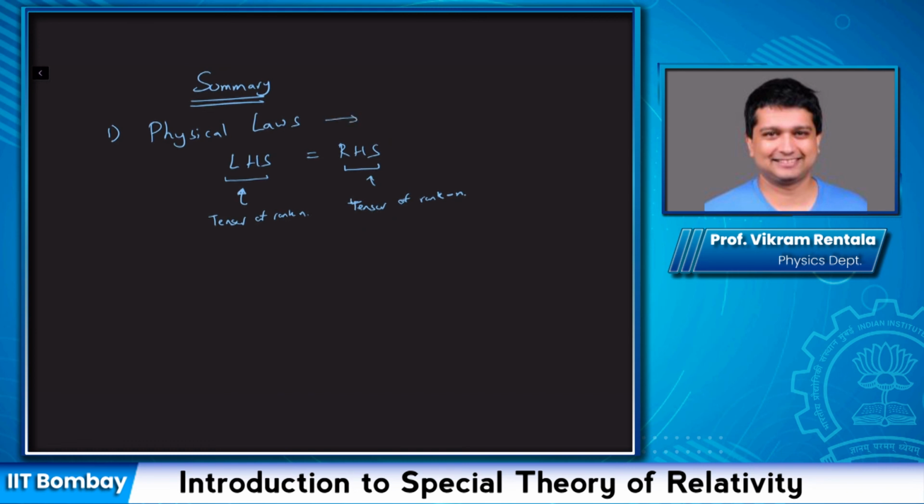So a law must preserve the same form in all inertial reference frames. And the only way to do that is if both sides of the law transform as tensors in exactly the same way.